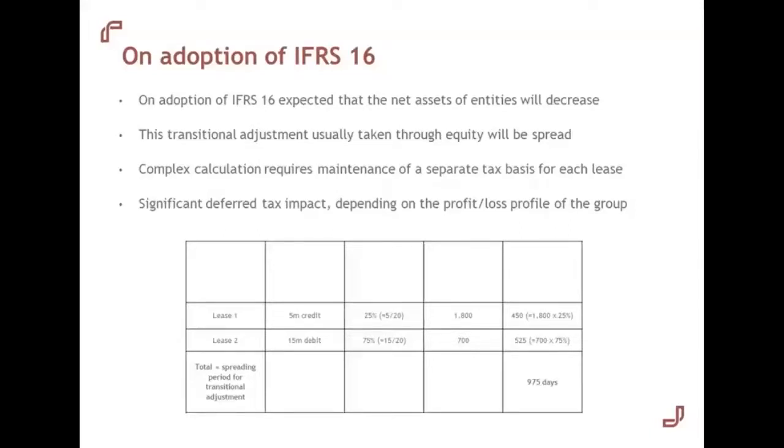So if we start with Lease 2, we multiply the number of days left in this lease by the relevant percentage. This provides us with a total of 525 days. We then add this to the 450 days for Lease 1 to give us a total spreading period across all leases of 975 days. To calculate the transitional adjustment in each period, we then take the net transitional debit across the leases and spread this over the 975-day period.